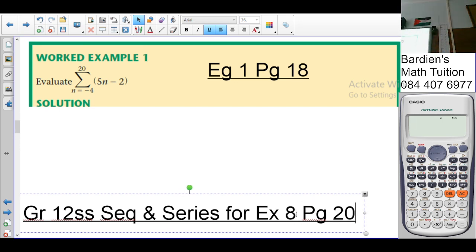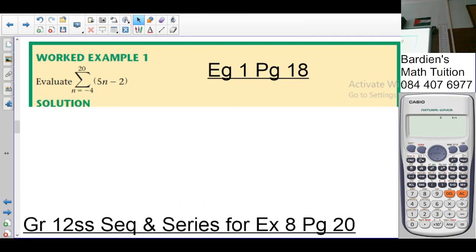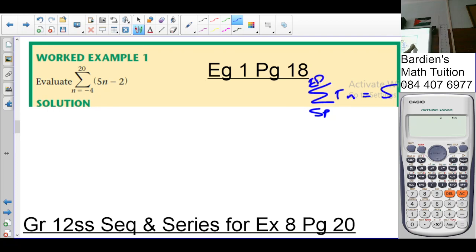Okay. So let's go. Here we are told to work example 1. Evaluate. People evaluate, calculate, determine. It's all the same thing to us. Okay. Sigma starting at -4 and ranging to 20 for a general term 5n minus 2. Again, just to refresh your memory, that's your starting point, your ending point, and your general term is equal to the sum of terms.